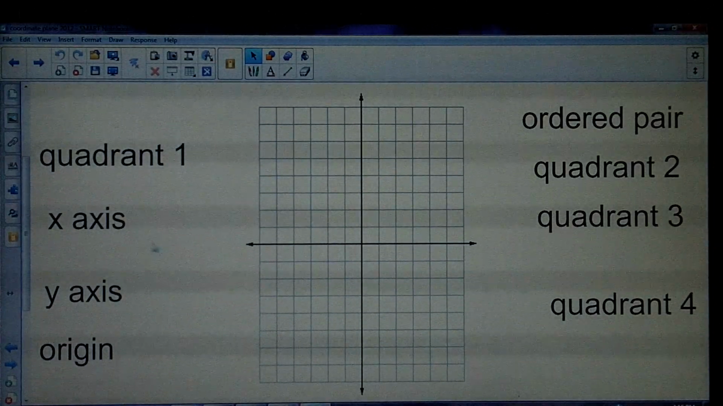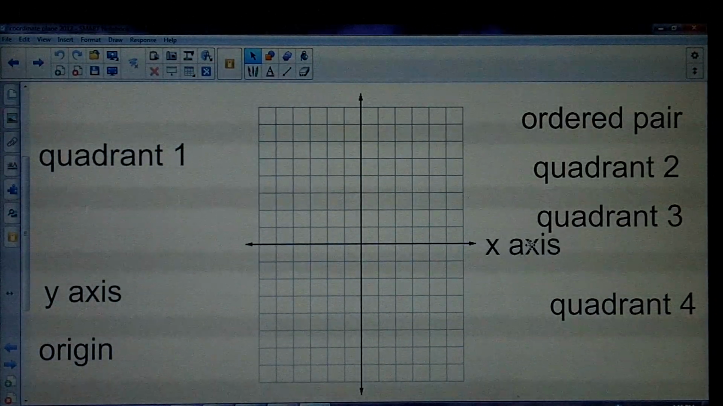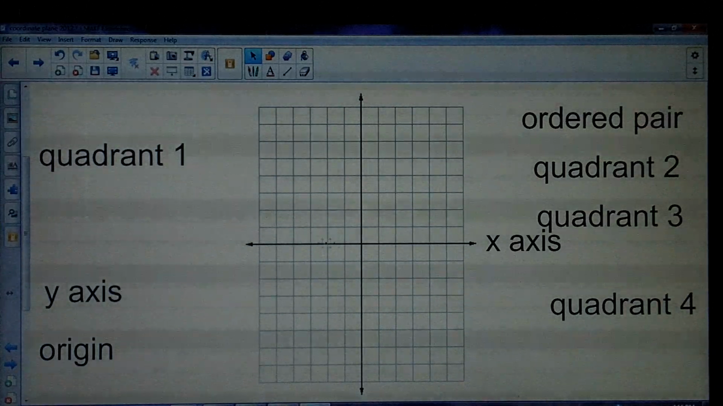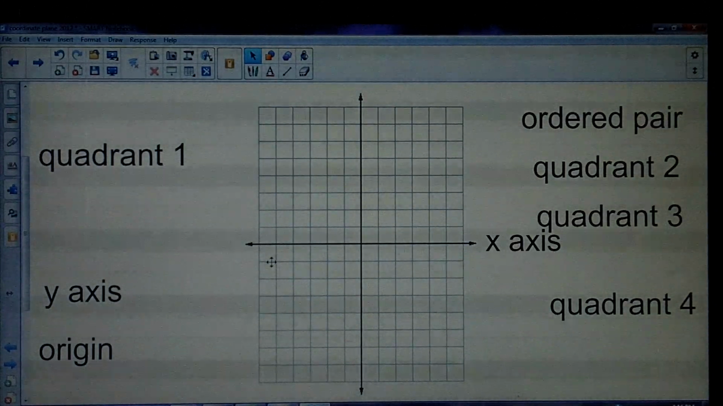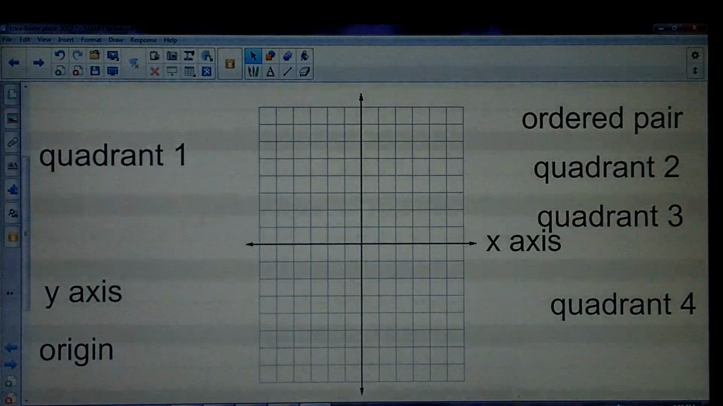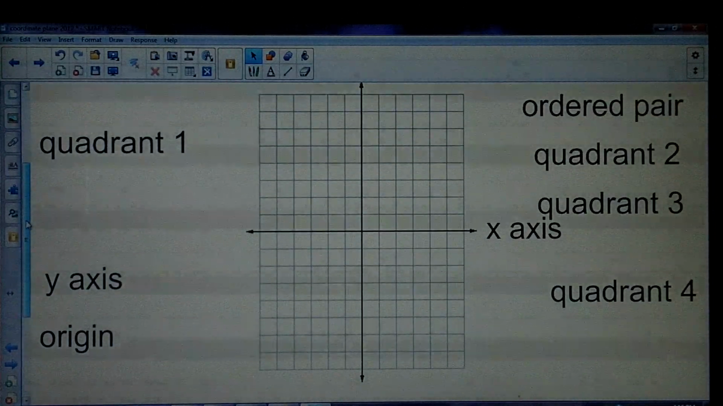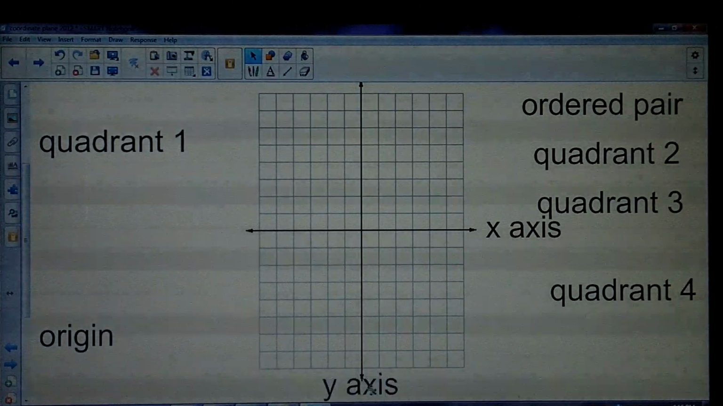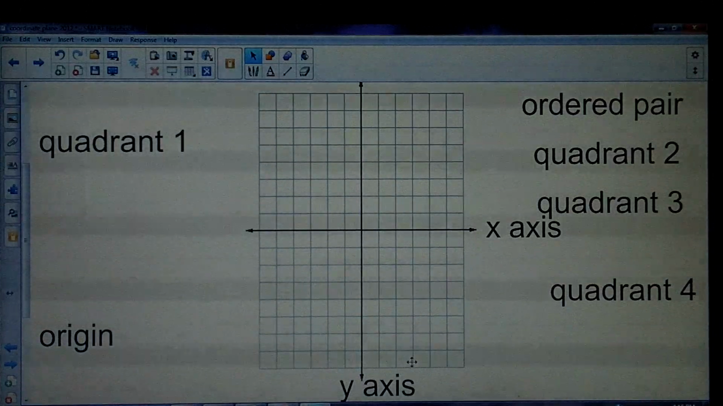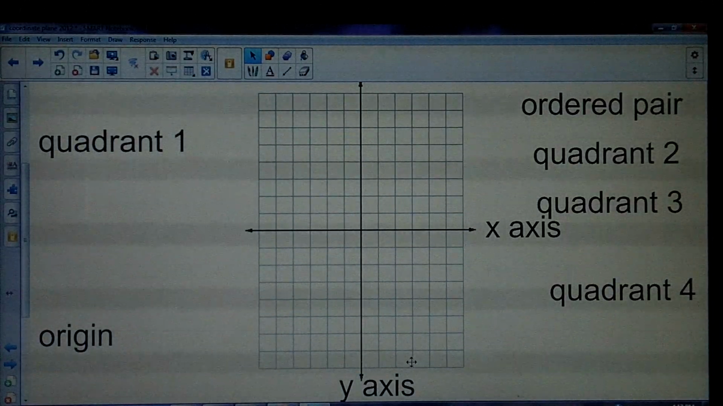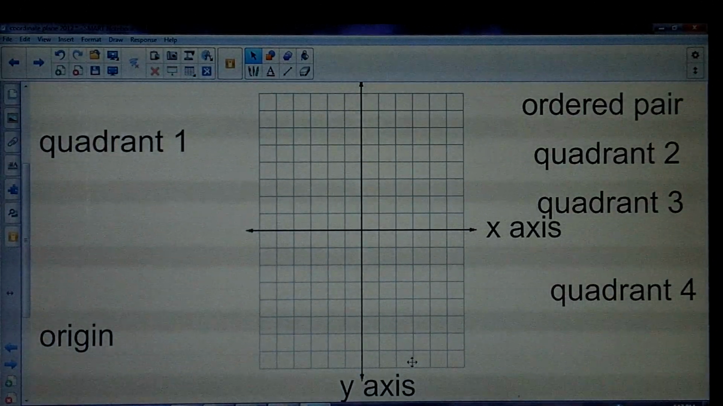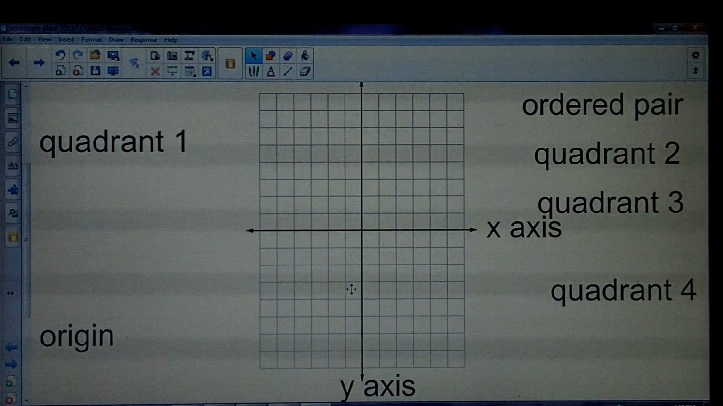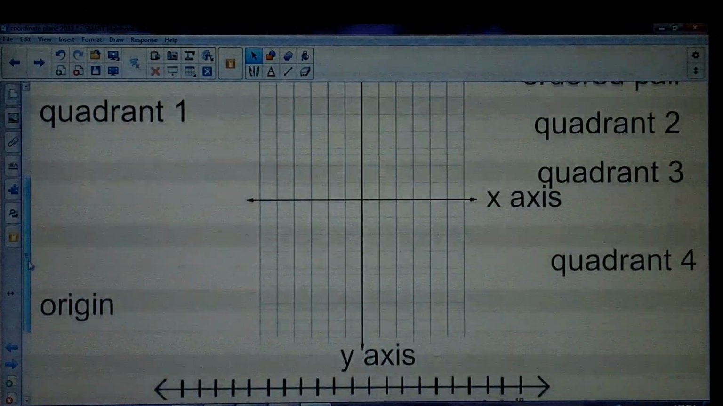We have the x-axis, which is the axis that goes from left to right, and the y-axis, which is the axis that goes up and down. So please label those two parts on your picture. Now the x and the y-axis are simply number lines.